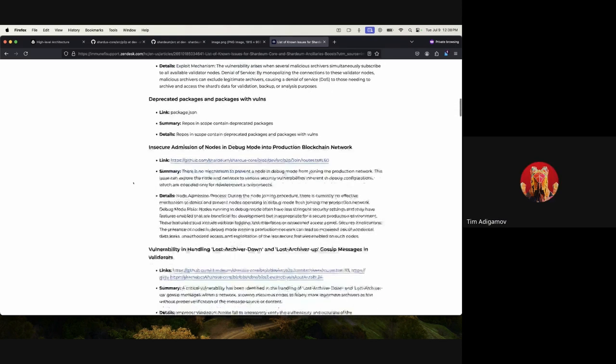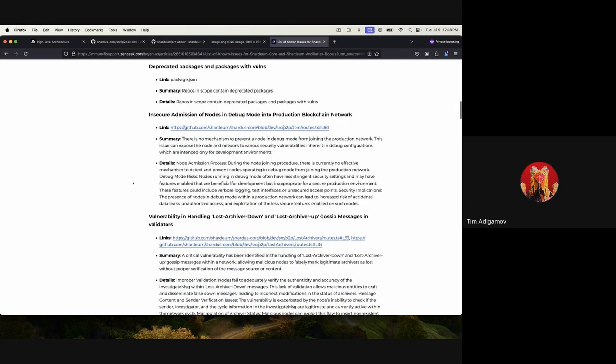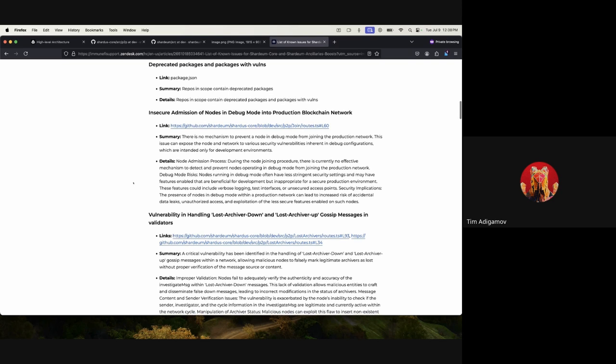Yeah, so deprecated packages and packages with vulnerabilities. This is a general issue for other projects too, because some of the packages are outdated and very deep in a dependency tree. So you can still see when you build the project that there are some packages that can be outdated. Yeah, we did as much as we can in terms of removing dependencies and vulnerabilities, but still there can be some.